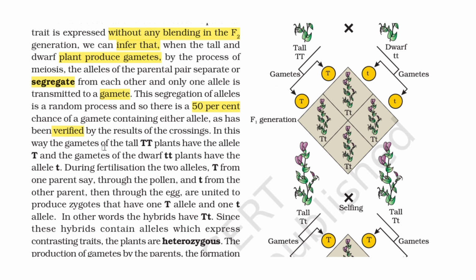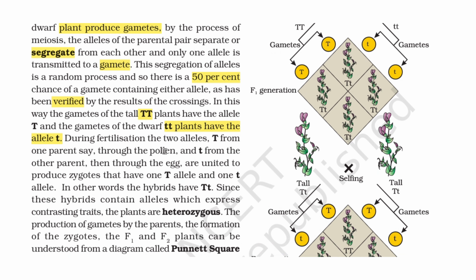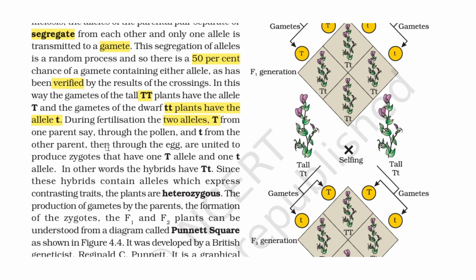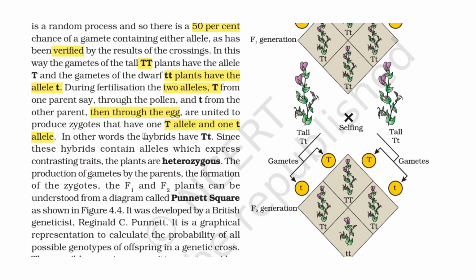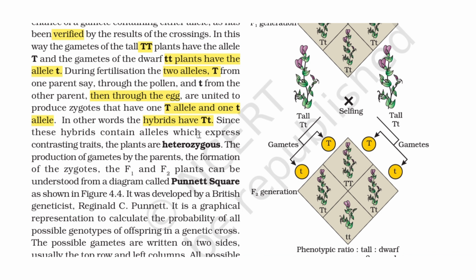In this way the gametes of the tall TT plants have the allele T and the gametes of the dwarf tt plants have the allele t. During fertilization the two alleles, T from one parent say, through the pollen, and t from the other parent, through the egg, are united to produce zygotes that have one T allele and one t allele. In other words the hybrids have Tt. Since these hybrids contain alleles which express contrasting traits, the plants are heterozygous.